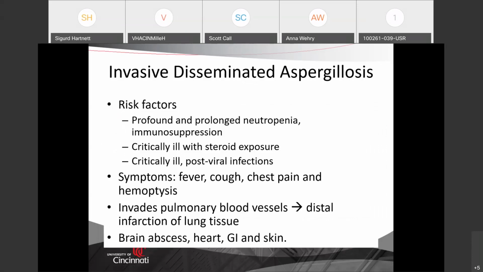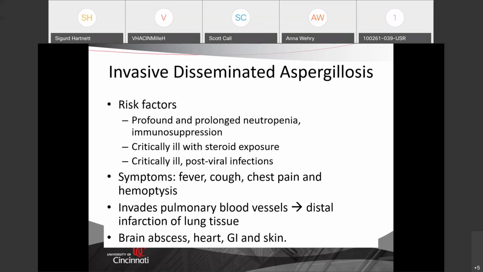Invasive or disseminated aspergillosis is the one that we're more scared about, and the one that I always worry about. It's seen in people with profound prolonged neutropenia, or those on immunosuppression, and those who are critically ill with steroid exposure. More and more literature is coming out on critically ill patients with a post-viral infection. With the SARS-CoV-2 outbreak, they have been seeing a higher incidence of aspergillus infection post-infection, and it was described prior to this outbreak in people with influenza. It's something you need to keep in the back of your brain.